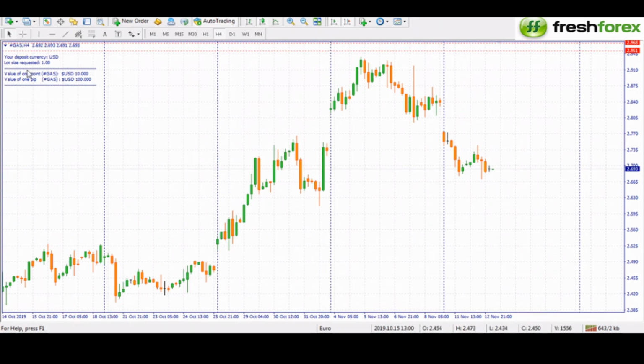So the value per pip depends on the lot size. If I decrease the lot size, this one decreases. Let's see. Assuming I decrease the lot size to maybe 0.01.